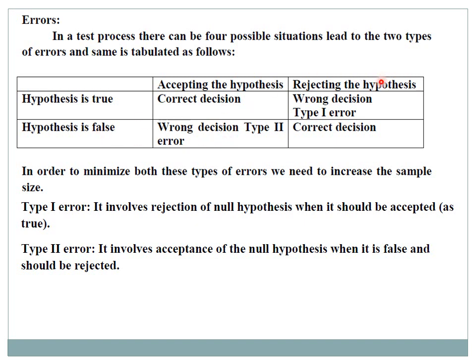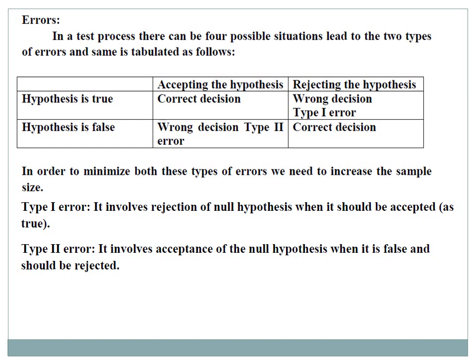And one more possibility. Hypothesis is false. Rejecting the hypothesis, that is my correct decision. Yes or no? Correct? I came to know that he is not having coronavirus and his entire family and the neighbors will accept him. That is a correct decision, meaning they have rejected the hypothesis. Got an idea? So everything should be written with an example. Coronavirus is the best example to explain all the definitions, my dear students.